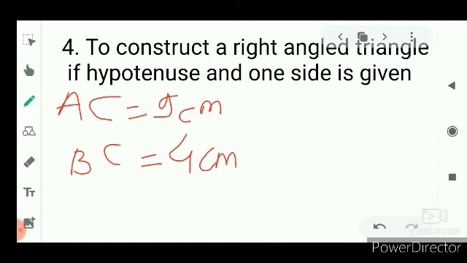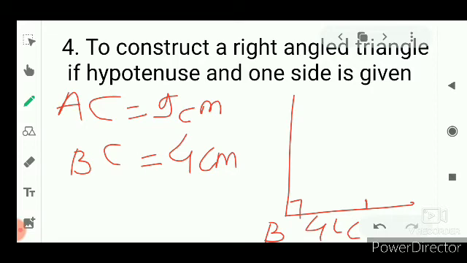So first of all we will make an angle of 90 degrees using the protractor. This angle is of 90 degrees. Here AC is of 9 cm, AC is the hypotenuse, and BC is 4 cm. So first of all we will make the base BC. This is of 4 cm and hypotenuse AC is of 9 cm.